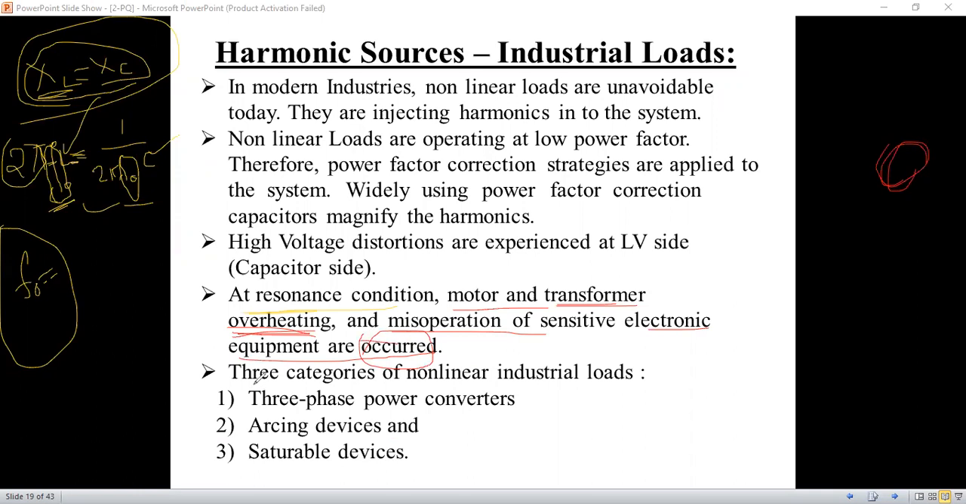Okay, so these industrial loads are mainly categorized into non-linear industrial loads, that is, three-phase power converters. The converter is used on the load side only. Our houses and industries are the customers, and they use power, they are not generating anything, that is the load side. Then arcing devices, where we use welding machines, and saturable devices. These three main places are the sources of the harmonics. One by one we will discuss this.